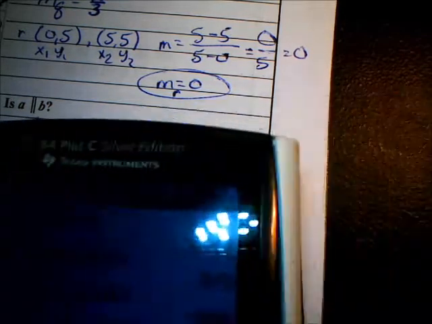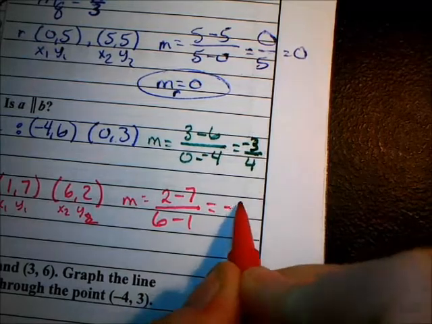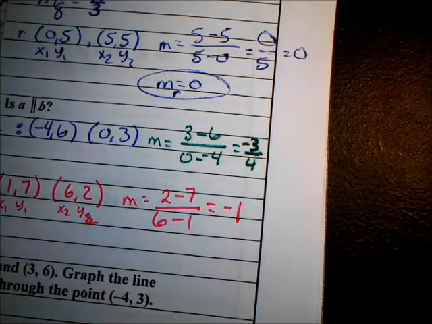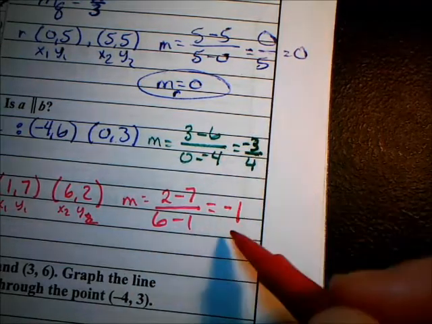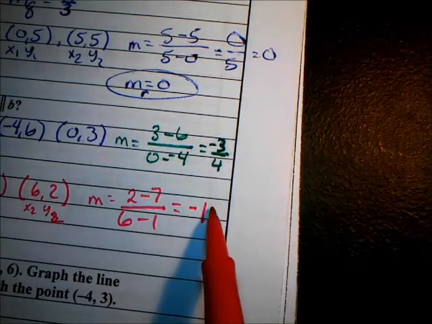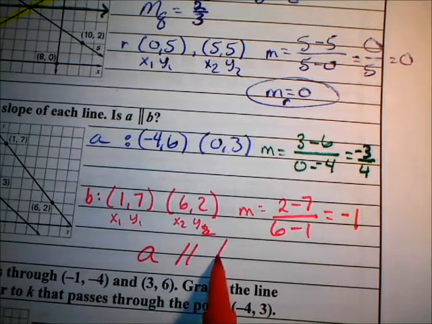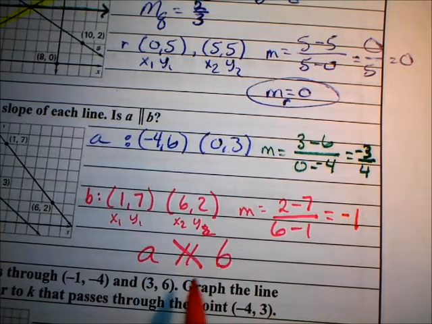And if I math bracket on my calculator, I see it equals negative 1. And there are my two slopes. Notice the two slopes are not equal at all. And because of that, we can say that A is not parallel to B. So I draw a line through the parallel symbol.